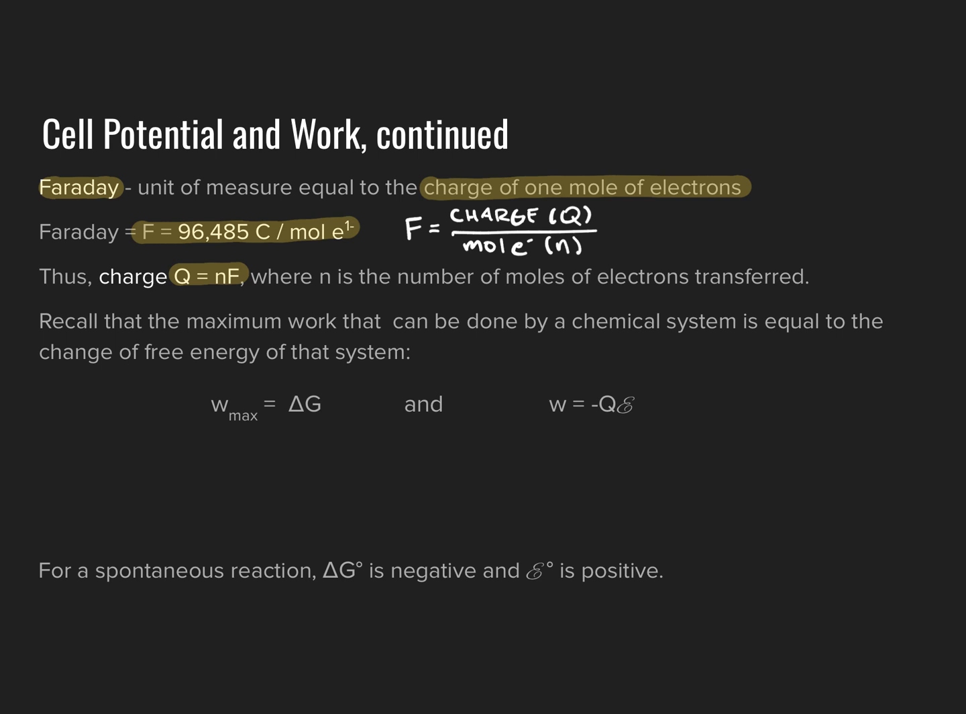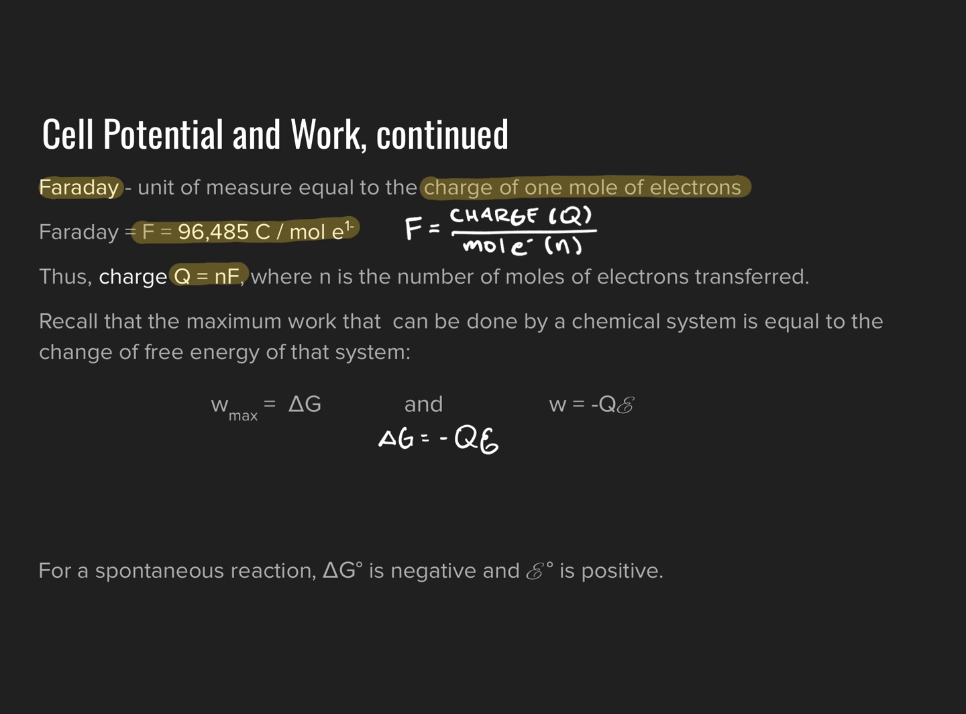Also, from our conversation we've just developed on our previous slide, remember that the work which is done by a chemical system would be equal to minus the charge Q times the cell potential E. And because both of these two expressions fundamentally solve for the work done by a chemical system, I could essentially set them equal to each other. That is to say, the change in free energy of the system, delta G, must be equal to minus the charge Q times the cell potential E of our system.